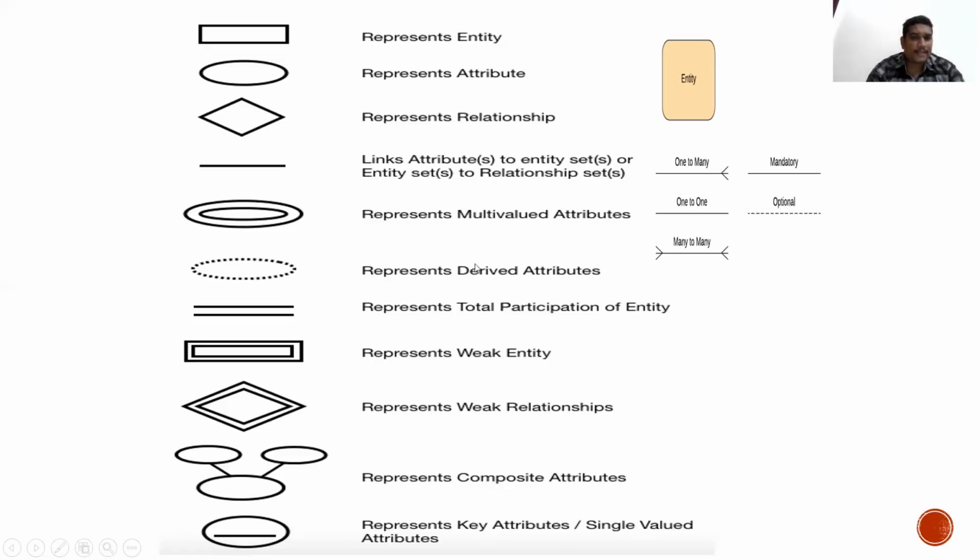We will discuss all these things. Next, total participation is represented as double lines, a weak entity by two rectangles, and a weak relationship by two diamonds. Next, composite attributes, which we already discussed, are attributes which can be derived.